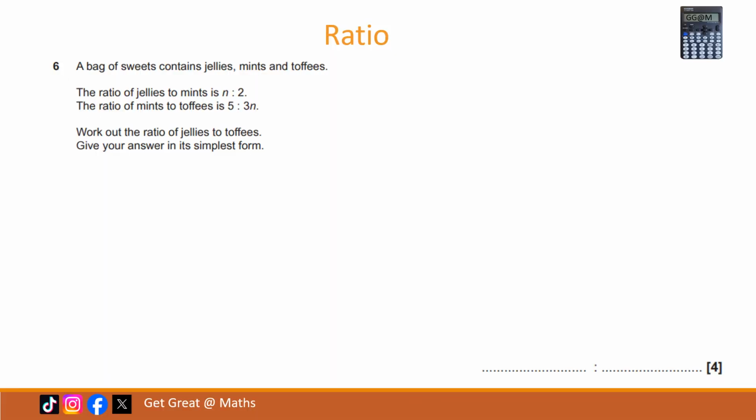This is a ratio question and we're going to be looking at some keywords within this question. Now the keywords are jellies, mints and toffees. Make sure you're reading the question really carefully so you know what the key facts are. The ratio of jellies to mints is n to 2. The ratio of mints to toffees is 5 to 3n, and you've got to work out the ratio of jellies to toffees. You've got to give your answer in its simplest form, and this is worth 4 marks.